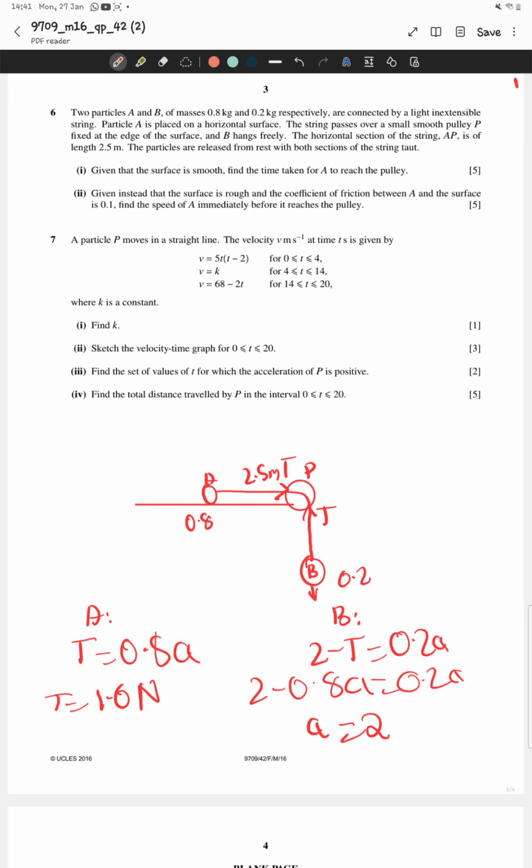Actually, you don't even need to find tension, they've asked for the time taken. You know the distance, you know the acceleration, and you know it's starting from rest. It says particles released from rest. So you just do s equals ut plus half at squared, and u is 0 because it's starting from rest, so you can cancel this out. Distance 2.5 equals half into 2 into t squared. So t equals 1.58 seconds, or around that.